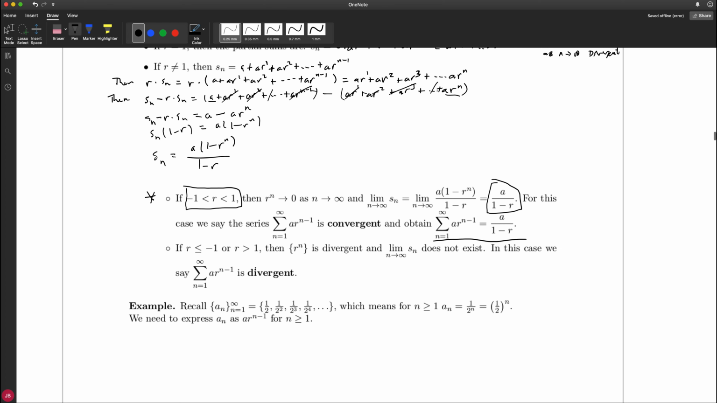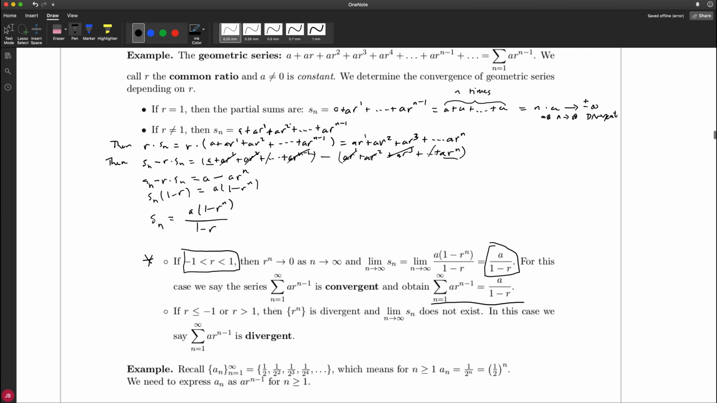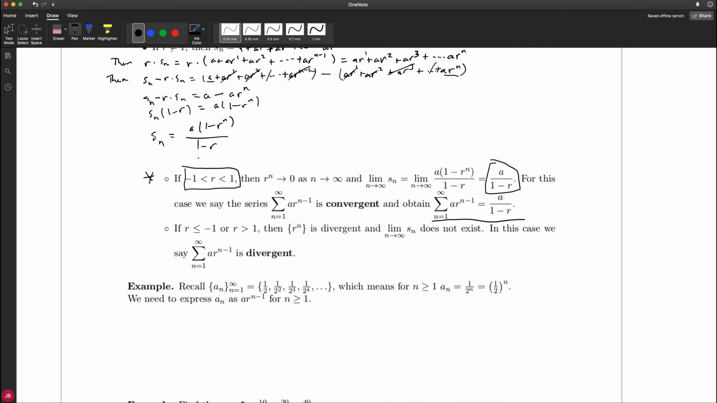If r is literally anything else, if it's less than or equal to -1, this was a typo. I didn't have the negative there on a previous one, but if you have the re-uploaded notes, you'll have the negative there. Or if r is bigger than 1, or we know that if r is dead on equal to 1, you get divergent. So geometric series only converge for r strictly between -1 and 1. Notice if you look back in section 8.1, that is very marginally different than what geometric sequences do. Remember, geometric sequences converge if r is bigger than -1 but less than or equal to 1, whereas for geometric series, you can't have r equal to 1.